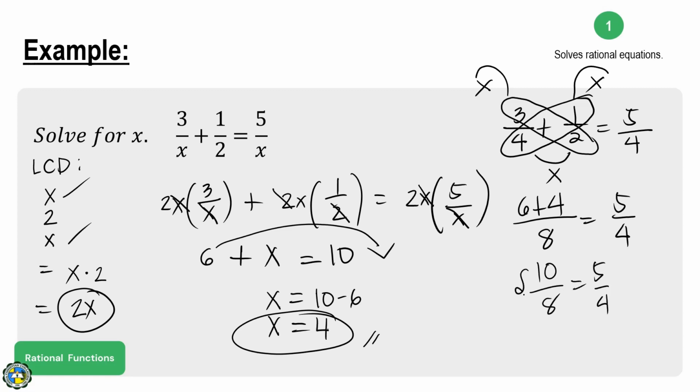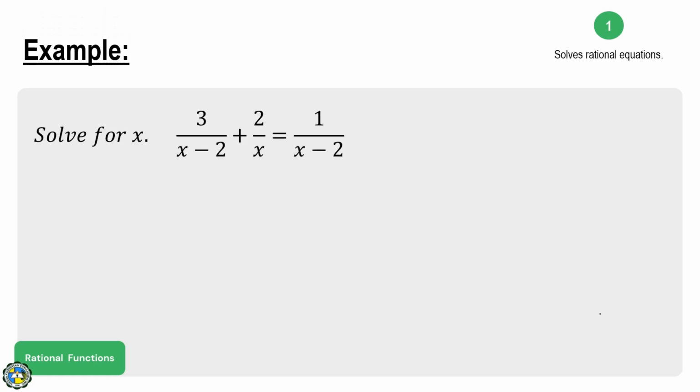And then let's lowest term this. They are divisible by 2. So this will be 5 all over 4 equals 5 all over 4. So therefore, 4 is really our value to satisfy our given equation. Okay? Next po, proceed tayo with our second example.